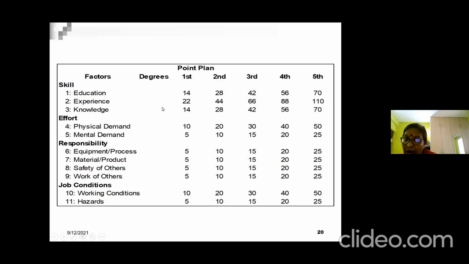So what determines the number of degrees? Please pay attention: the complexity of the organization determines the number of degrees. For example, if my organization is very complex in terms of skills, etc., I will have more degrees. But if it is a simple operation, the nature of my production process operations is very simple, then I may have just a few degrees or few levels or few factors.